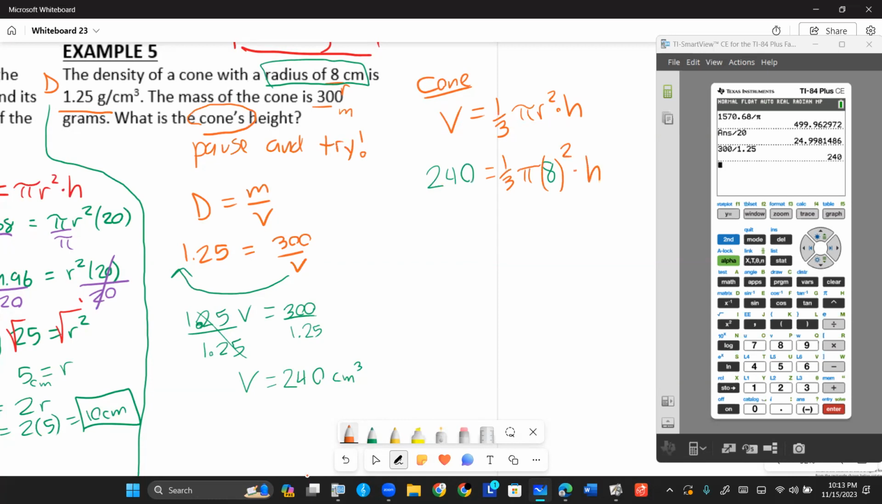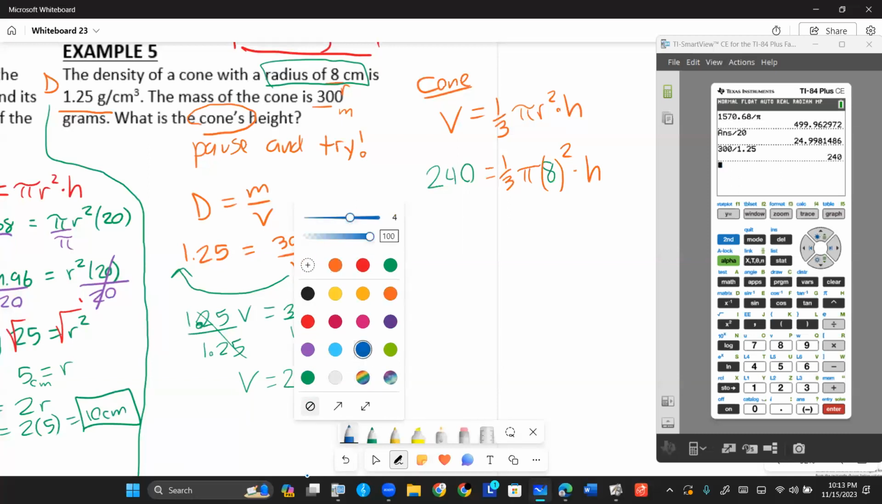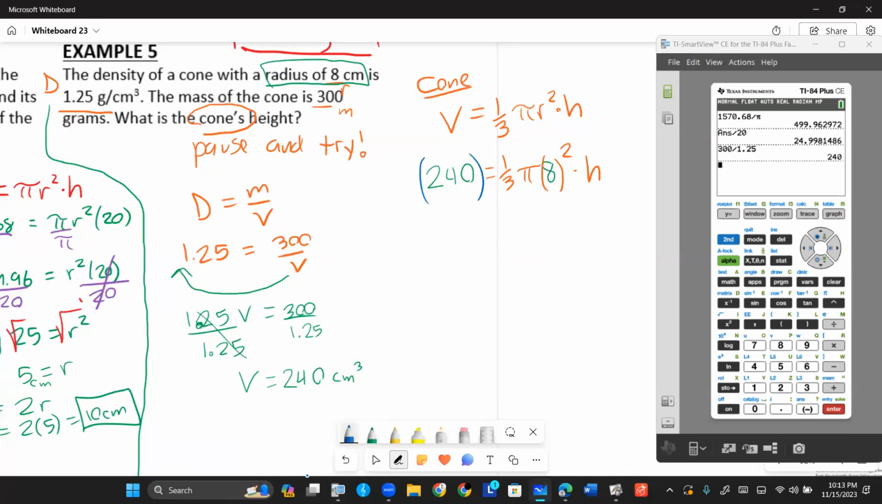So in this problem here, we want to undo all that stuff that's around it. So what I'm going to do is take both sides of the equation and multiply both sides by 3 to get rid of this 1/3. That'll cancel that out. So 3 and the 1/3 cancel out. And 240 times 3 is going to be 720. So we'll say 720 is equal to, now we're just left with pi times 8 squared. Well, what's 8 squared? That's 64. So 64 pi times h.